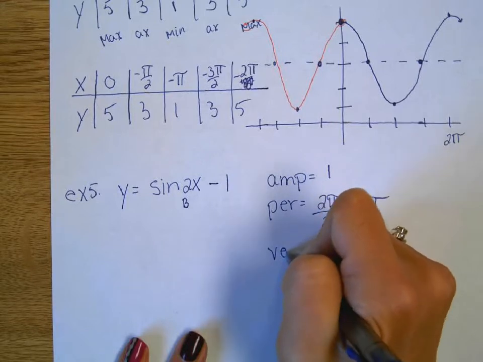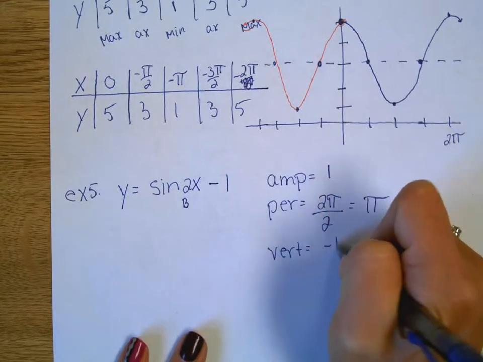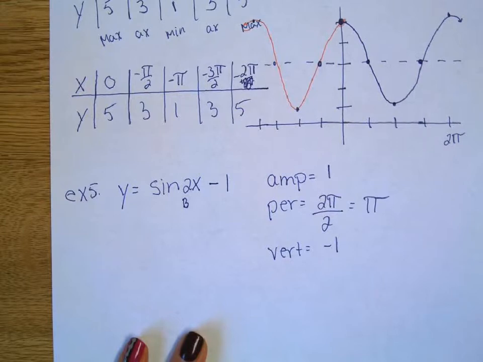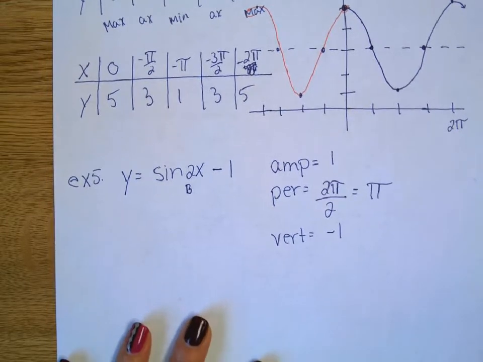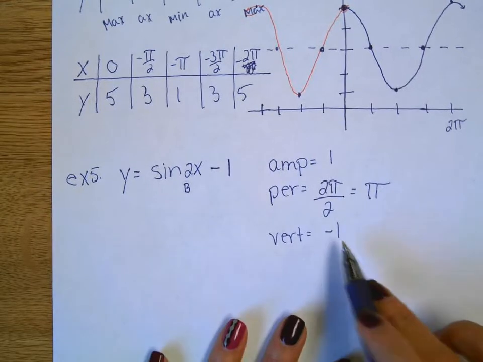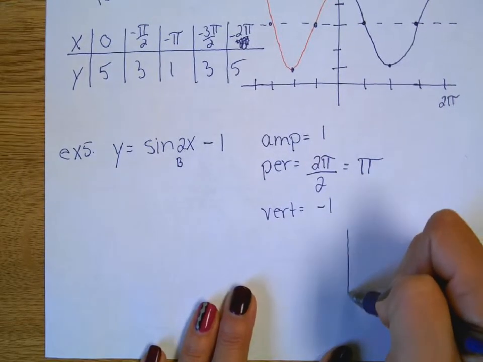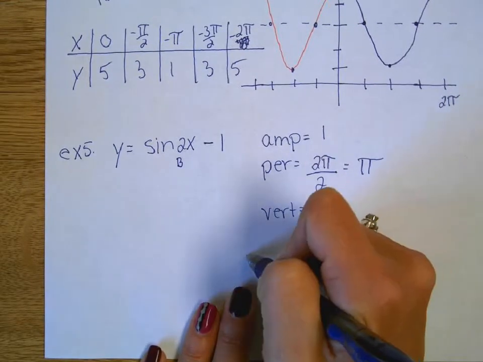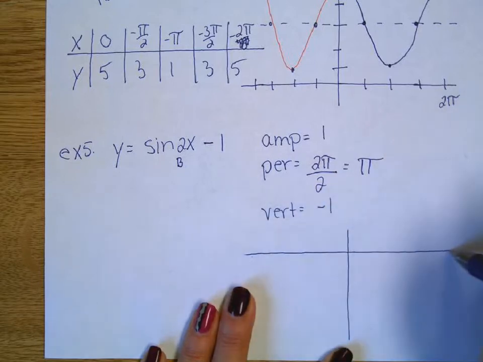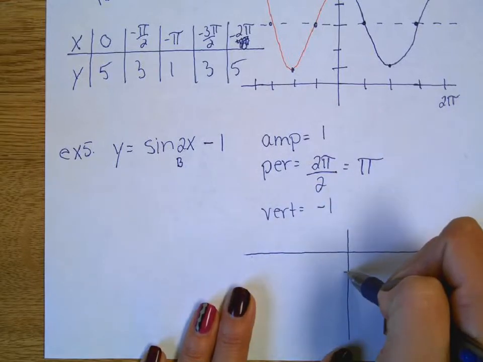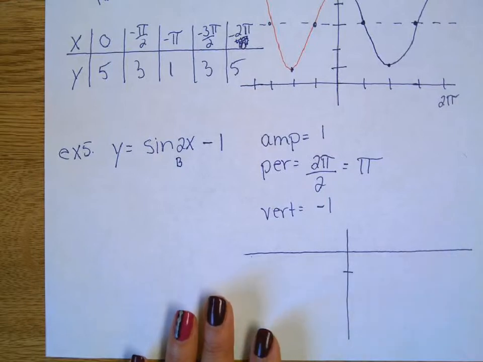Vertical shift, -1. You could say down 1 or you can say -1. I'll take either one. So the vertical shift for -1 is the -1 at the end. Can I go with the beginning? It could. So we have a new axis. The axis is down at -1. So there's my new axis.